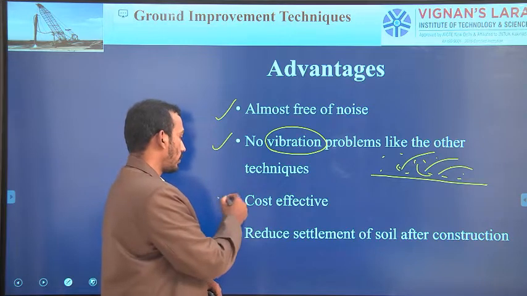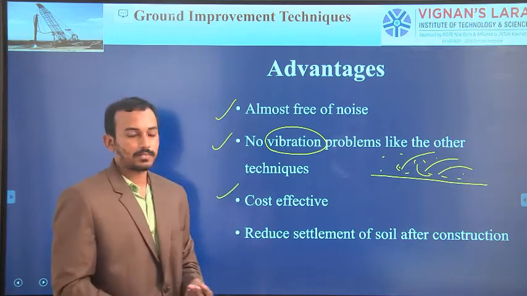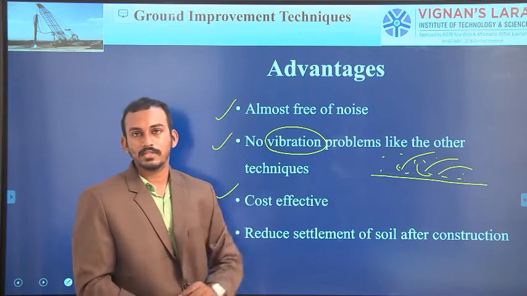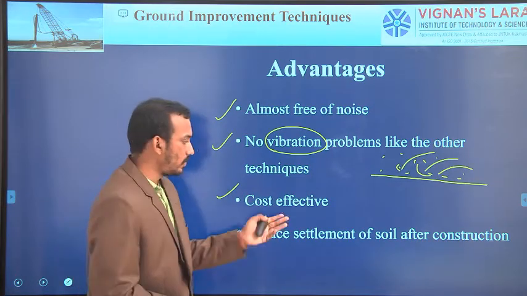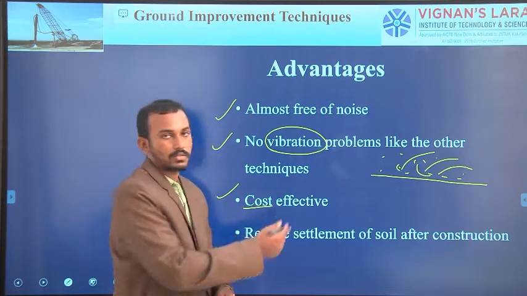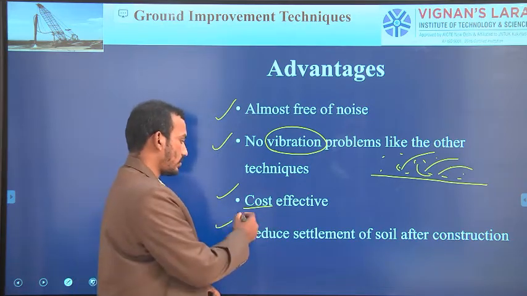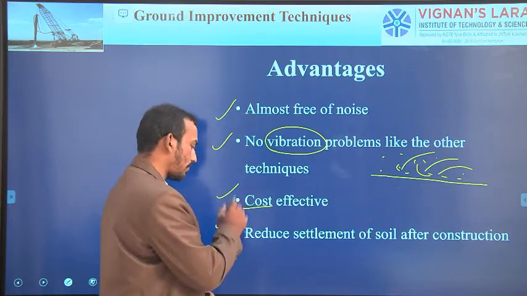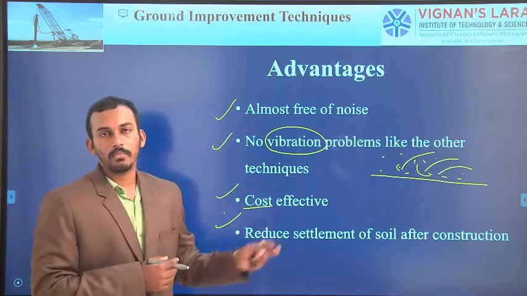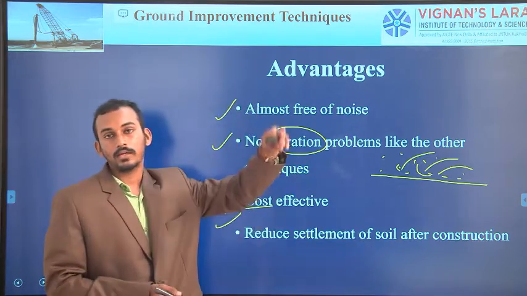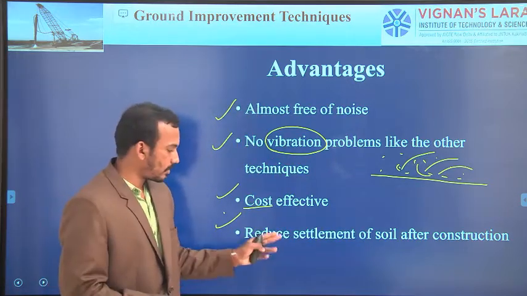The third one is cost effective. Absolutely, the cost for laying a soil on a surface is very low. We don't need to give more cost. The next one is reduced settlement of soil after construction. This is the main purpose why we are doing preloading, to reduce the settlement of soil after the construction of the structure. That is our main objective.